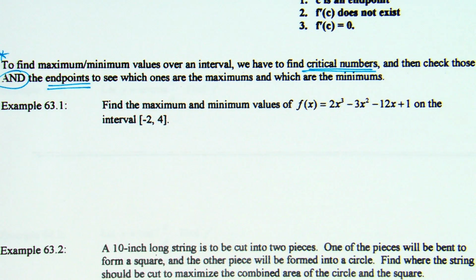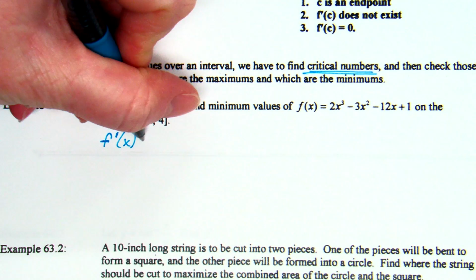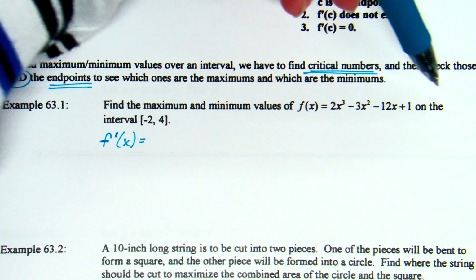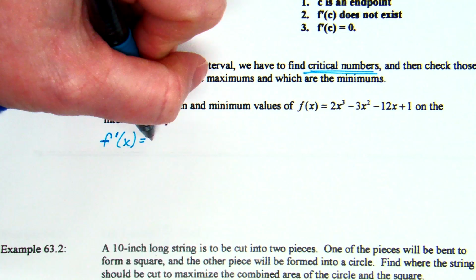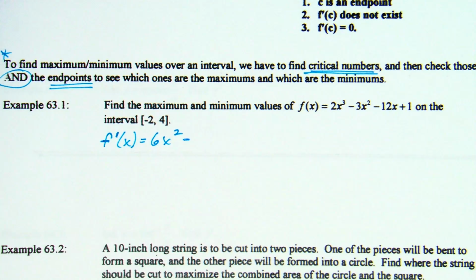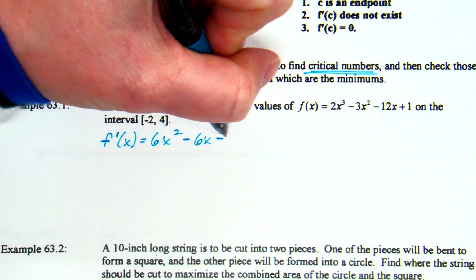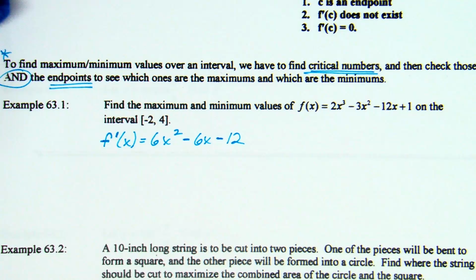Okay? So, in order to find max and min values, what have we done before today? We found what? The derivative. So we're still going to find the derivative. So derivative of f of x. Derivative of 2x cubed, and we're going to multiply that 3 by 2 and make it 6x squared. Minus derivative of 3x squared, 6x. Minus derivative of 12x. Plus derivative of 1. Nothing.